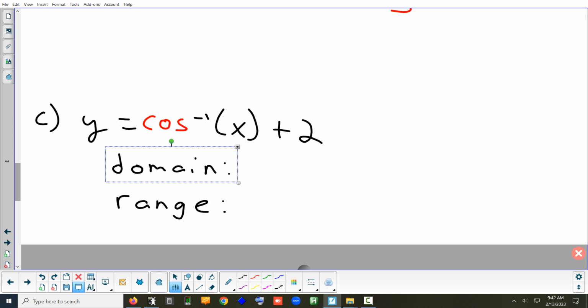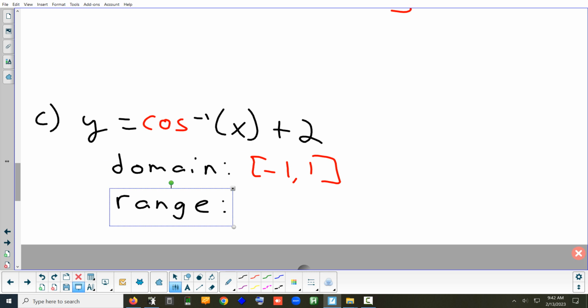So look back at the chart I gave you for inverse cosine. What is the domain of inverse cosine? -1 to 1. Yes, -1 to 1. All right, now the range is going to be shifted up 2. So first, let's write down the original range. What does inverse cosine normally go between? It's not the -pi/2 to pi/2. You're thinking inverse sine if you do that. 0 to pi. That's 0 to pi.